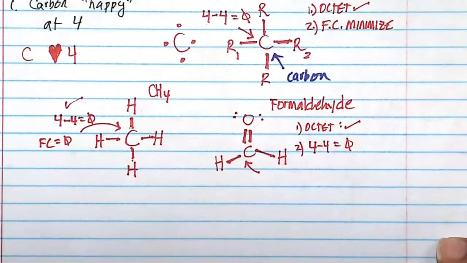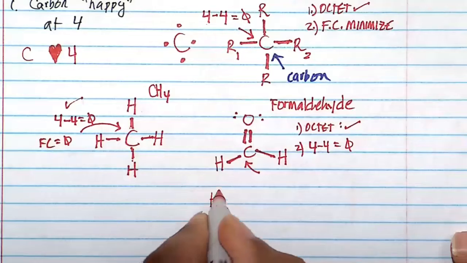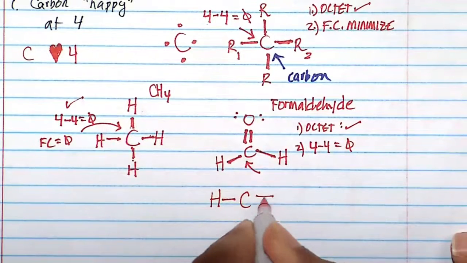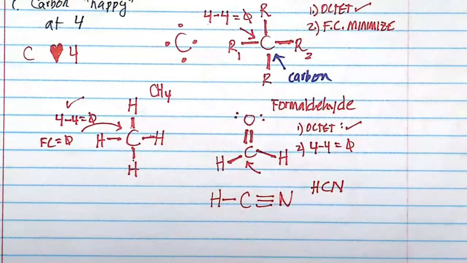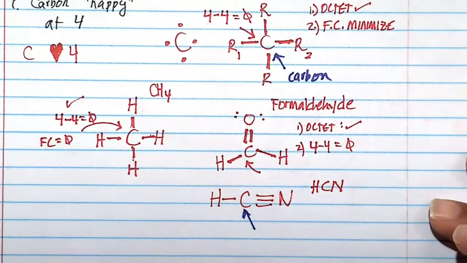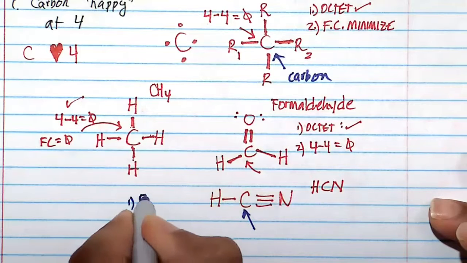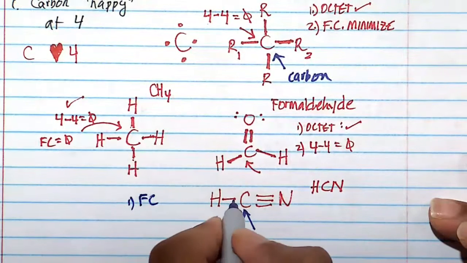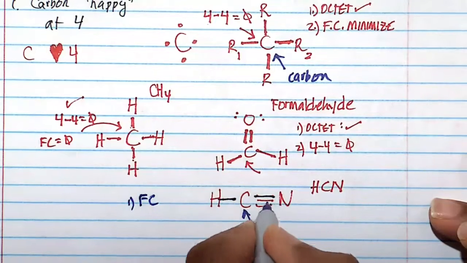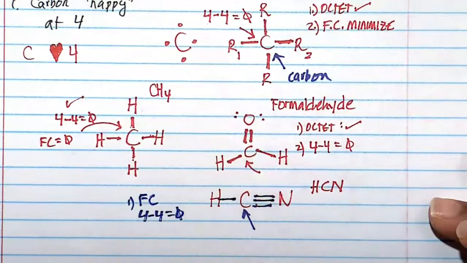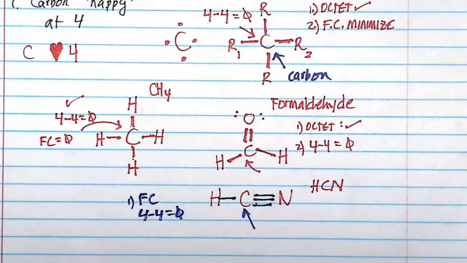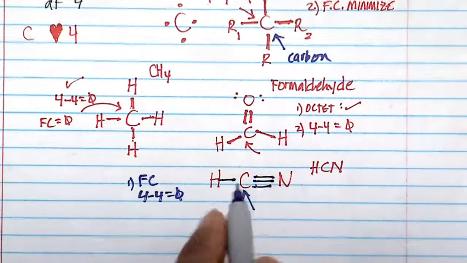Let me give you an example of a molecule where carbon utilizes a triple bond, and that's hydrogen cyanide. The structure is H-C triple bond N, or HCN. Again, we're going to focus on the central atom carbon. That's what this whole video is on, carbon alone. Let's do the most important rule first, formal charge. Carbon is happy at 4, and 4 minus 4, which is the number of bonds around it, is 0. So the formal charge on that carbon in HCN is 0.